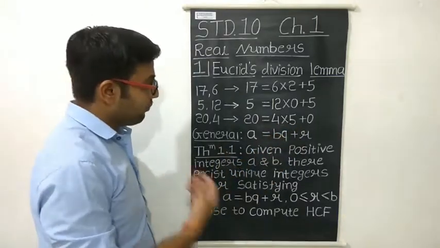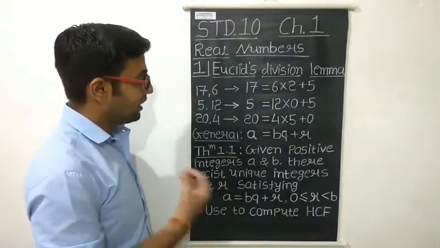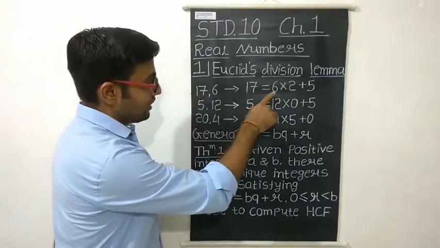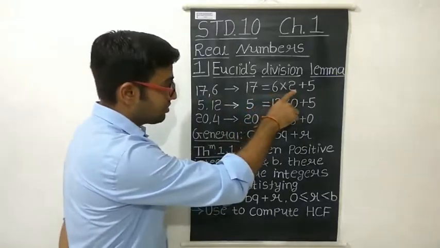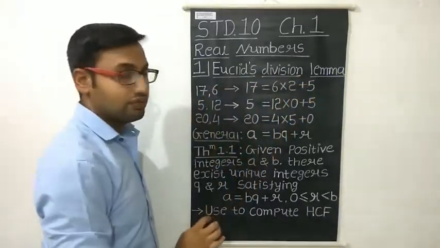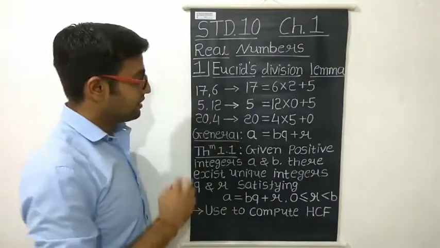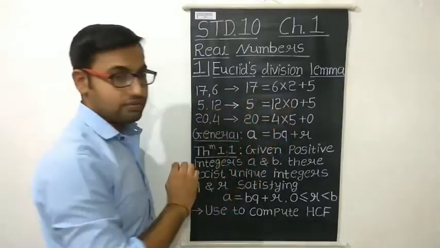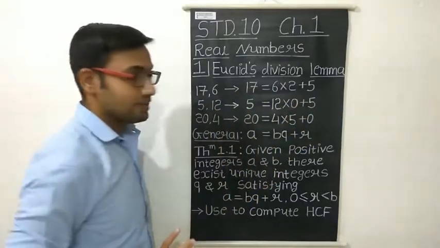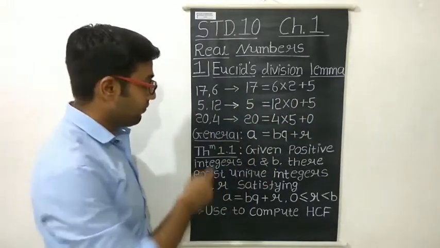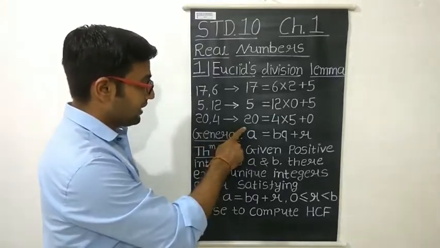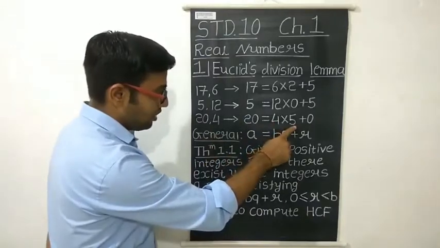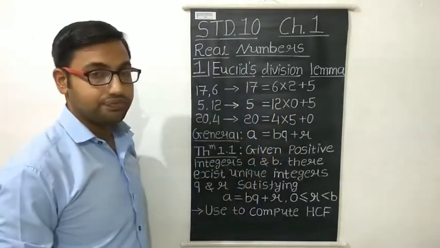Now, we can say that for the first example, 6 goes 2 times and gives the remainder 5 for 17. Similarly, for the number 5, 12 goes 0 times and gives 5 as a remainder. In the same way, for the third example, for 20, 4 goes 5 times and gives 0 as a remainder.